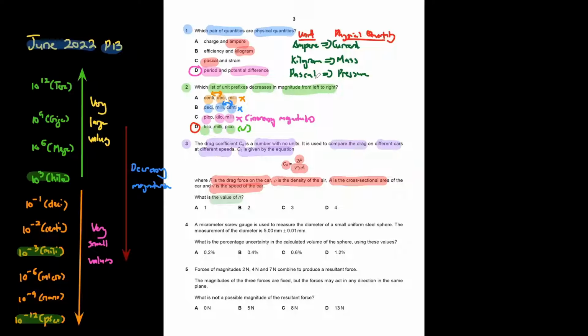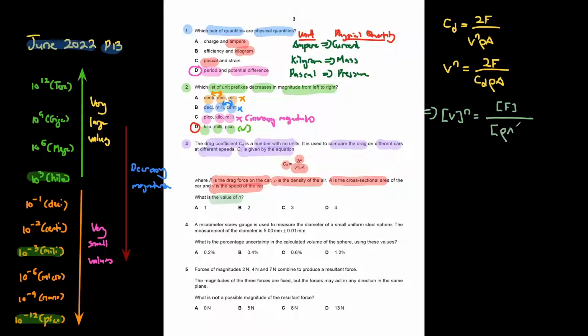So for our case, when we want to do a unit analysis here, it's best to make the variable that we are interested in the subject of the equation. So let me just write it at the top right-hand corner here. CD is actually 2F over V power N rho A. We make V power N the subject of the equation here, giving us 2F over CD rho A. Then from here, we can say that the unit of V raised to the power of N is equal to the unit of force divided by the unit of rho and A.